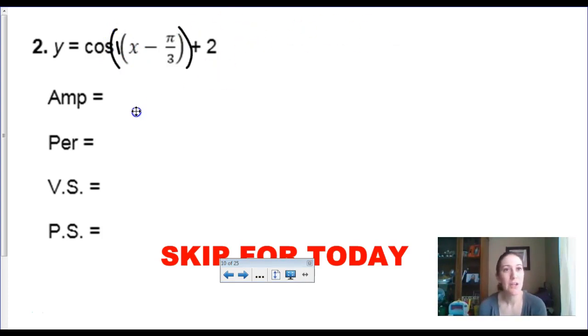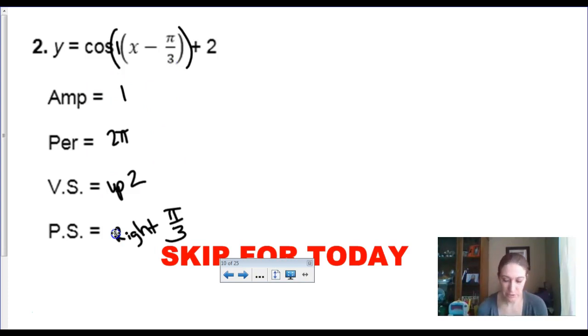That's the good news. So the amplitude is also a 1. There's a 1 in front of the function. The period is 2 pi over 1, or just going to be 2 pi. There is a vertical shift this time of up 2. And then the phase shift, negative pi over 3 in the parentheses there, means it's been shifted right pi over 3.